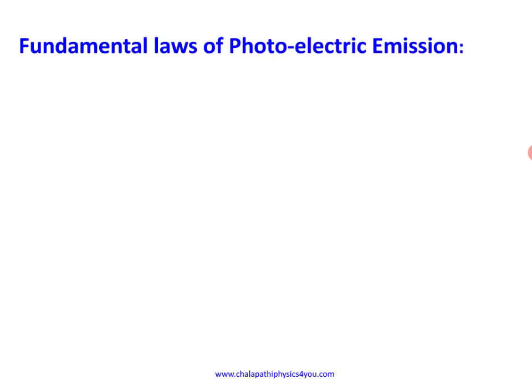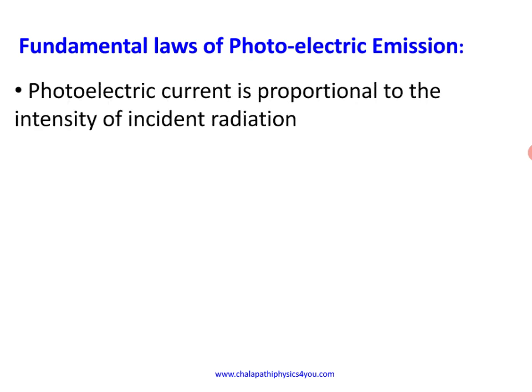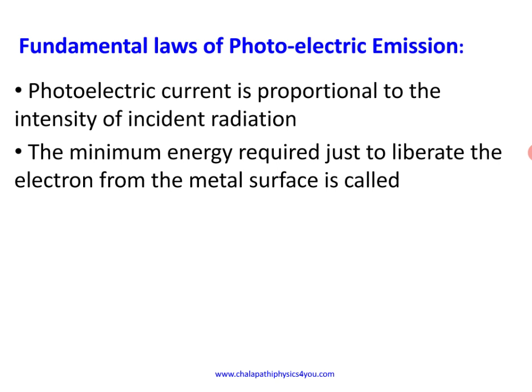Next, all these things we discussed, if you analyze them one by one, we call them the fundamental laws of photoelectric emission. The first point: photoelectric current is proportional to the intensity of incident radiation. If you increase the intensity, we get more current. I said already, intensity is nothing but more number of photons, so more electrons will come out. That is why photocurrent increases. So it is proportional. Next, the minimum energy required to liberate the electron from the metal surface is called the work function.